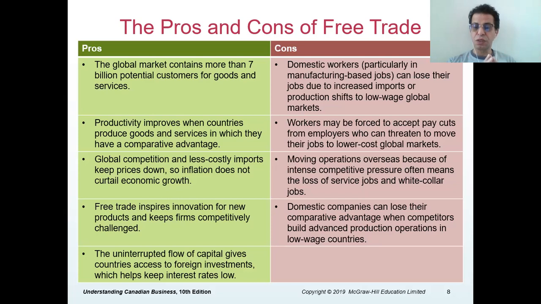Moving operations overseas because of intense competitive pressure often means the loss of service jobs and white-collar jobs also, because they need to have their services there for these products, and might also need management to move there, or hire managers there. Domestic companies can lose their competitive advantage when competitors build advanced production operations in low-wage countries, and this is very obvious.